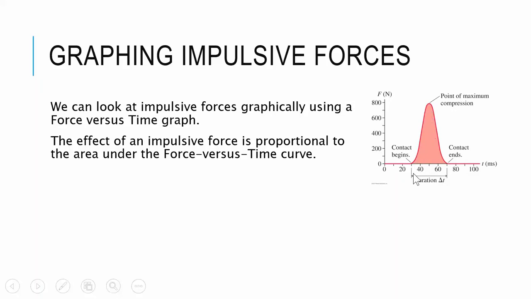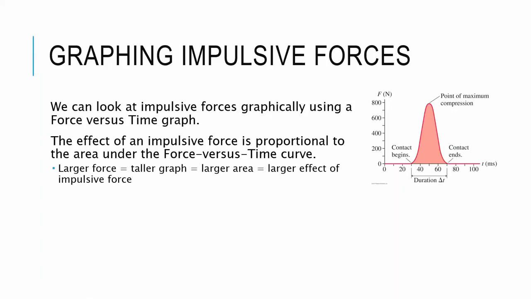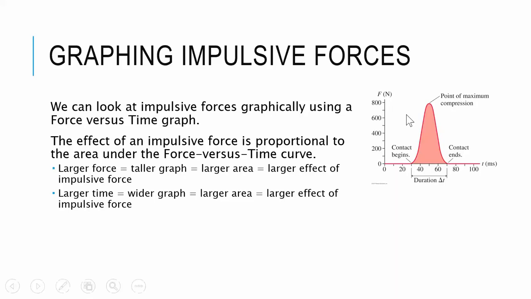So the area under this graph is basically what the impulsive force does. And the larger the force, the taller the graph, the larger the area, and so the larger the effect of the force. Also, if we acted over a longer time, we would have a wider graph. So over a longer time, we'd have a larger area, and so a larger effect of the impulsive force. So the larger this area is under the graph, the bigger the effect of our collision.